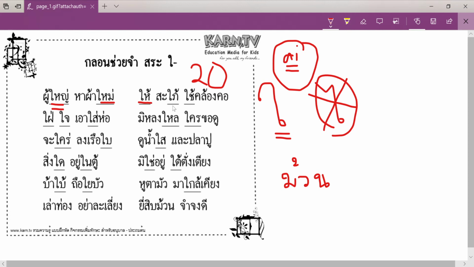And สะใภ้ means daughter-in-law. Daughter-in-law is สะใภ้, ลูกสะใภ้, the same thing. สะใภ้. ใช้ means to use, to spend, and to spend in this case is like spend money, spend time. ใช้เงิน, เงิน means money, spend money. ใช้เวลา, okay, I'll write it down for you. ใช้เงิน, เงิน means money. And ใช้เวลา, เวลา means time, so it's spend time.